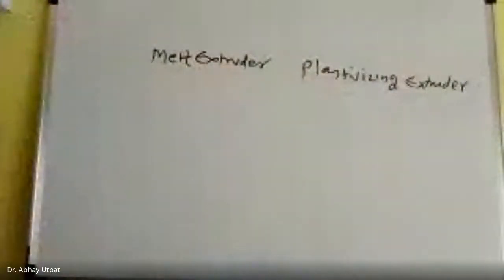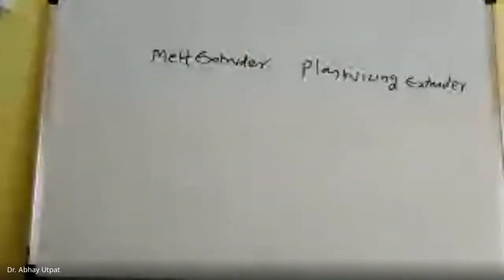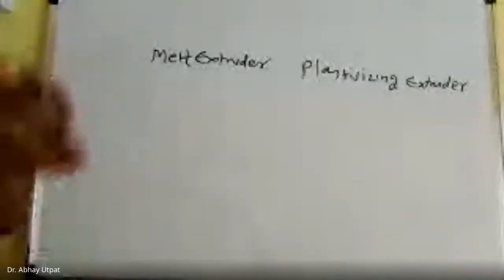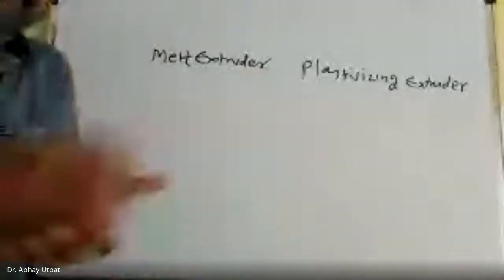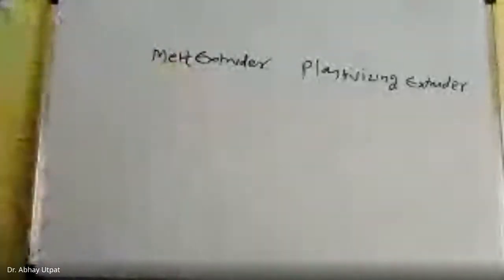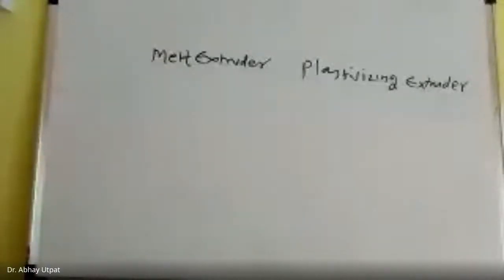Melt extruder and plasticizing extruder. Melt extruder means you are plasticizing the plastic somewhere outside and directly putting it into the chamber and forcing it. I repeat once again, melt extruder means you are plasticizing your plastic somewhere outside and directly putting it into the extruder and forcing. Then you will get whatever product you have. That is called a melt extruder.